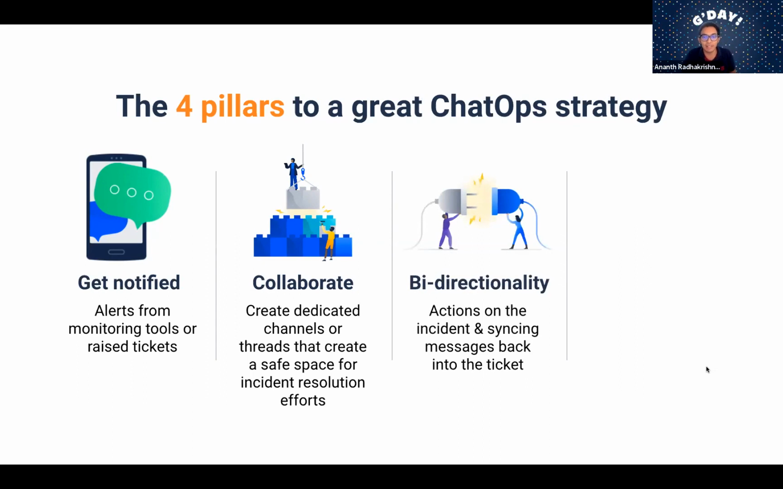The next bit is around bidirectionality, right? So we talked about information flowing from your tools into Slack so that you get notified, but it's just as important to be able to take actions that you would do on your tool or send messages back into the tool of your choice. So let's say you use Jira Service Management or Jira as your source of truth, right?